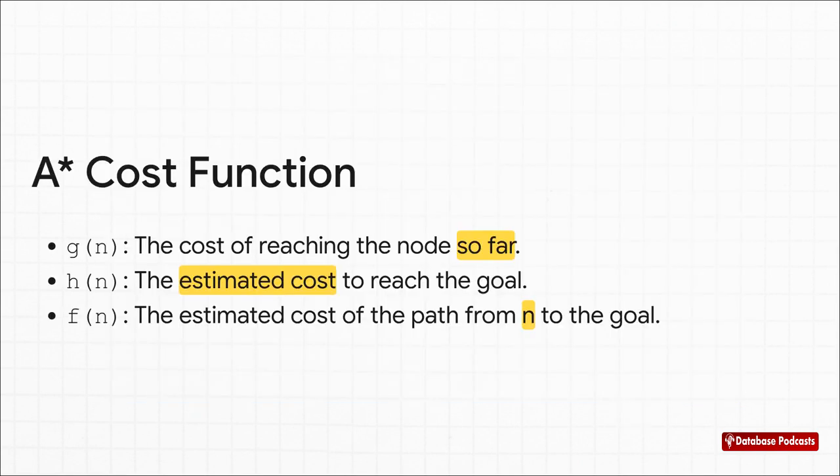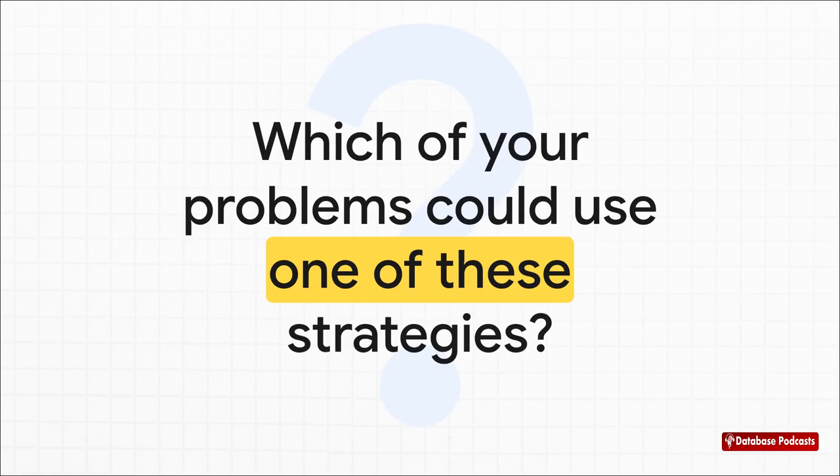Let's just break this down really quick, because it's not as scary as it looks. Imagine you're on a road trip. g(n) is how far you've already driven. That's a fact. h(n) is your heuristic, your best guess of how much farther you have to go. The algorithm just adds them together to get f(n), which is its total estimated cost for that particular route. And it's constantly doing this for all the different options to find the one that looks like the best bet.